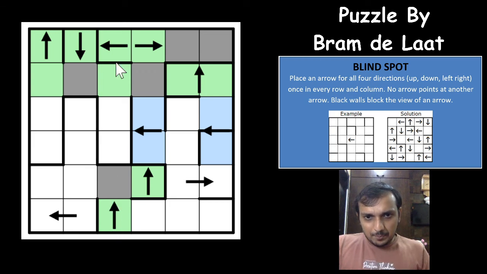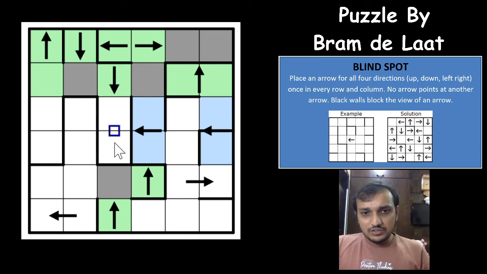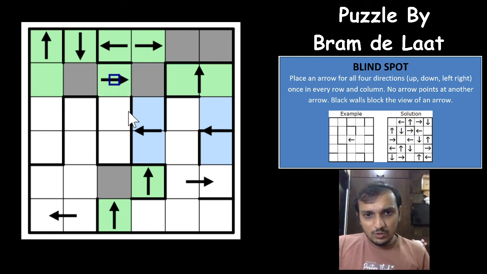This cannot be the upper arrow, cannot be the left arrow, can be the right or bottom. Of course, it cannot be the bottom arrow because both of these cells are eliminated, so it will have to be the left arrow. So upper arrow cannot be here. Lower arrow is still possible.